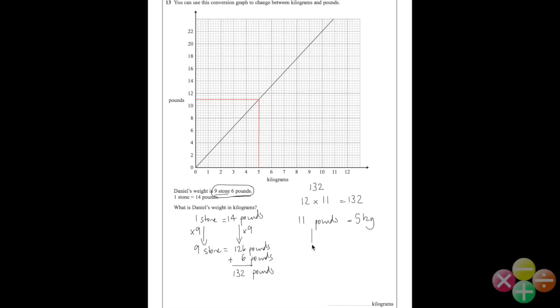Now, I need 132 pounds. And remember that in my times tables, I know that 11 times 12 gives me 132. So 11 multiplied by 12 gives me my 132 pounds. I need to do exactly the same on the kilogram side. 5 multiplied by 12 gives me 60. So the answer is that Daniel's weight is 60 kilograms.